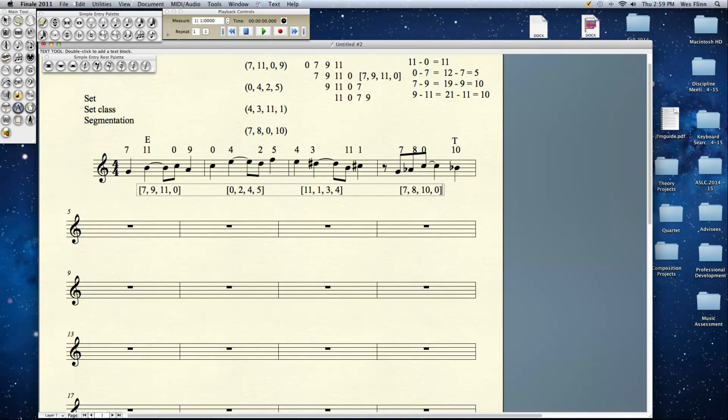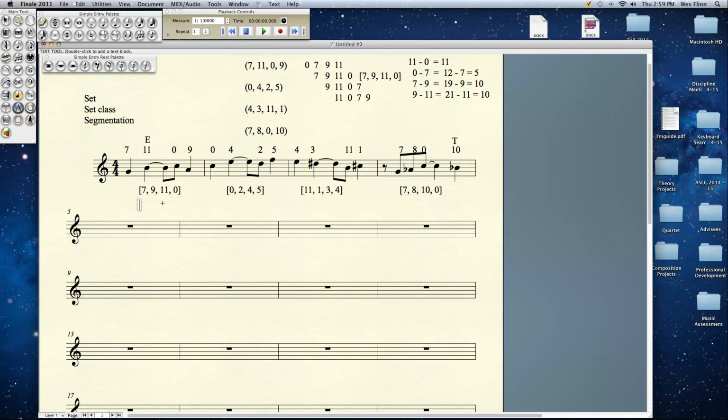These are the smallest possible orderings. When you write them in ascending order and rotate them to find the smallest one, this would be the normal order for each of those. Now, you might notice a couple of patterns here. For example, 7, 9, 11, 0 and 0, 2, 4, 5. Let's take a look at these first two sets in normal order now.